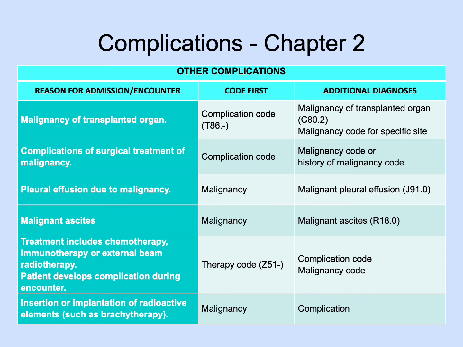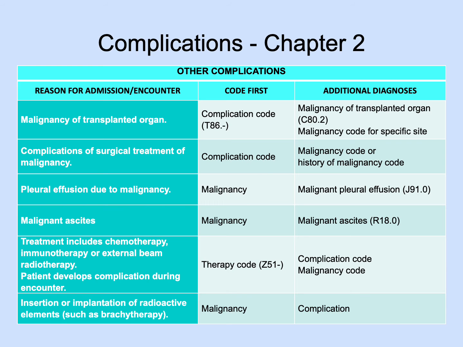Okay, other complications, malignancy of transplanted organ. Complication, T86 code first, malignancy of transplanted organ, malignancy for specific site. Complications of surgical treatment of malignancy. Complication code, then malignancy code, or history of malignancy code.